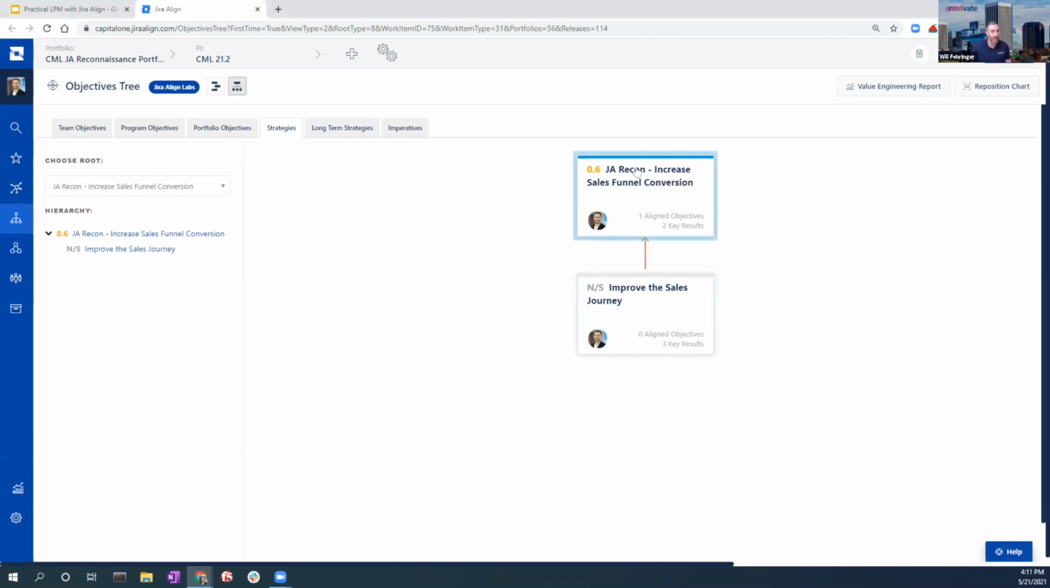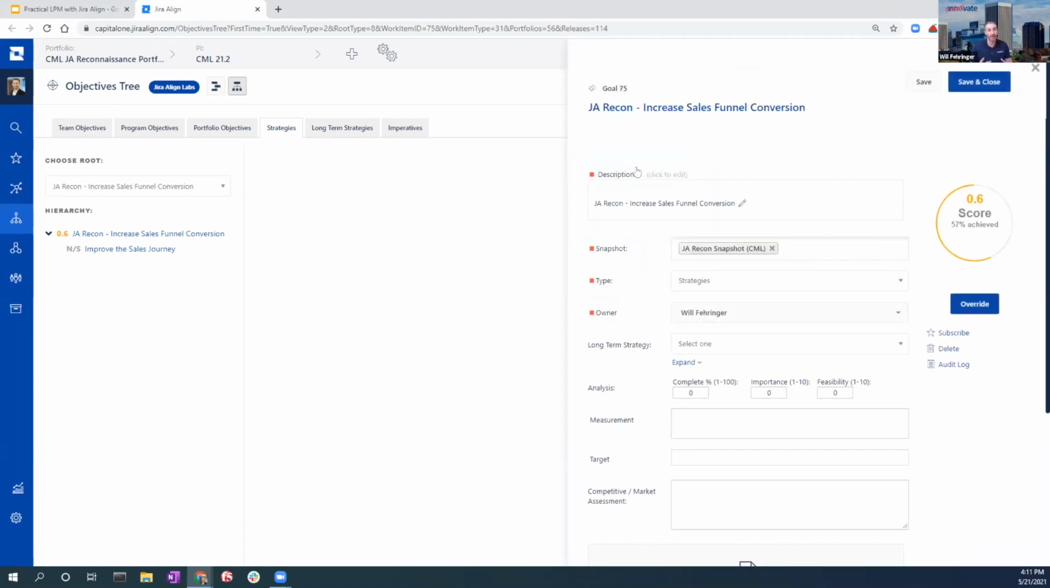So let's take a look at our yearly goal to understand what we've got here. A key part of putting this into practice is to set a clear vision so that your portfolio can really understand what is expected of them. You can see here we've got our description: we're increasing our sales funnel conversion. This is listed here as a strategy type, a rebranded version of the yearly goal object that comes out of the box from Jira Align.